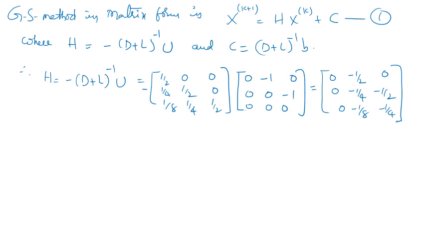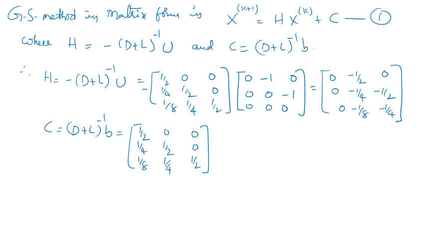Okay, next one more to find. Let us find C equals (D+L) whole inverse B, that is (D+L) inverse, right? 1/2 0 0, 1/4 1/2 0, 1/8 1/4 1/2, and the B matrix. What is the right hand side matrix? 7 1 1. This is equal to what? 7/2, 9/4, 13/8.